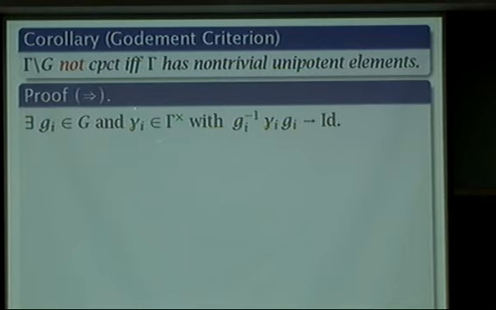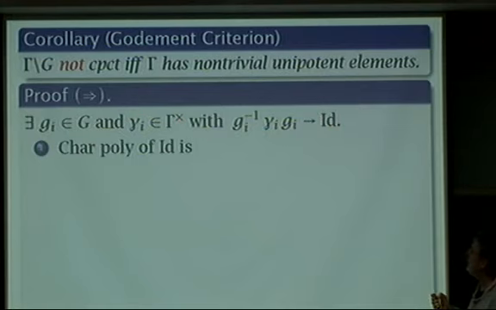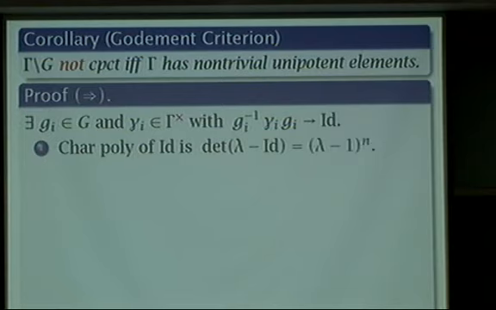And now I need to look at these gammas a little bit more carefully. Well, even before I look at the gammas, let me just look at the identity. I'm just going to say some basic, obvious facts. The characteristic polynomial of any matrix is the determinant of lambda times the identity minus the matrix. So the characteristic polynomial of the identity matrix is just the determinant of lambda times the identity minus the identity, and that determinant is just lambda minus 1 to the nth power.